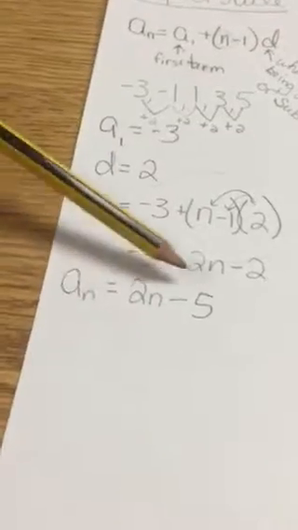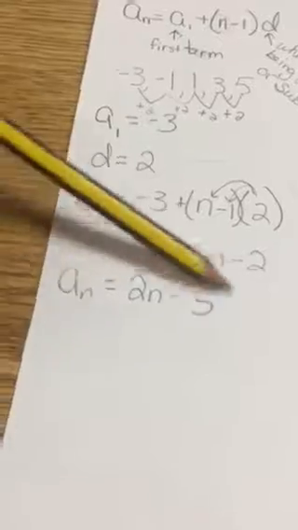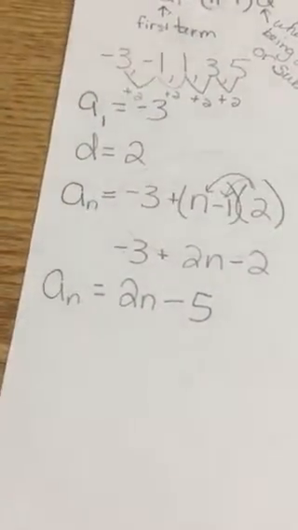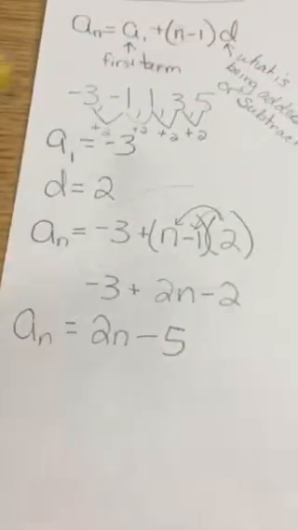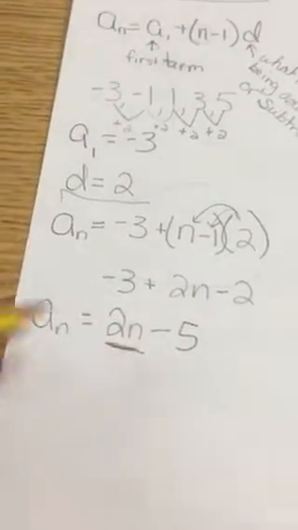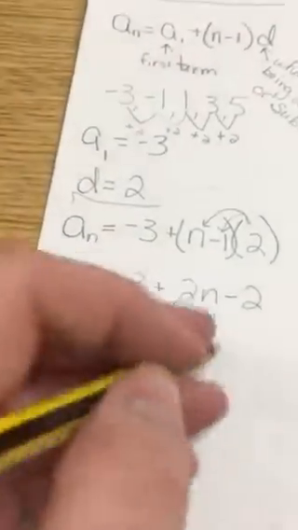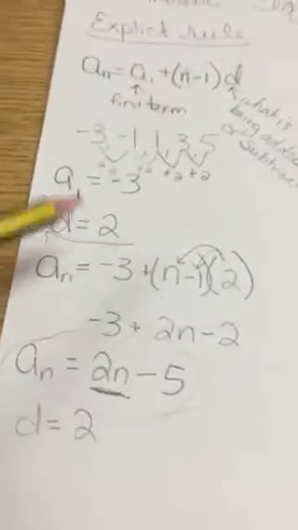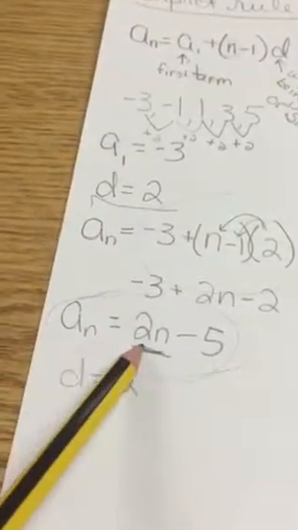Now, you won't necessarily have to simplify it, but on the review and on the test, I'm going to give you the simplified version, and you will have to find what the difference is, and you'll have to find what the starting term is. Up here we identified D as 2. In these ones, whatever is with the n is the difference. So by looking at this, I see that D is 2. But up here, we have A1 identified as -3. Can I just look at this and see a -3?